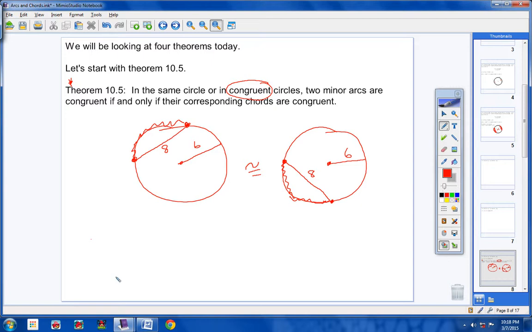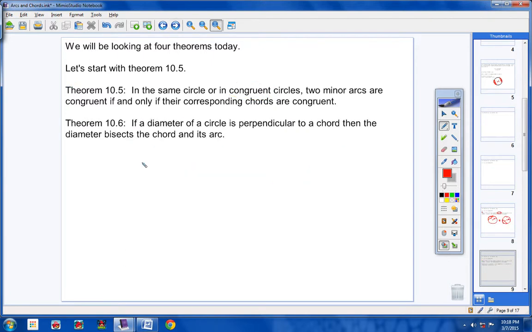Okay? Alright, moving on. Theorem 10.6. Copy this down, please. If a diameter of a circle is perpendicular to any chord at all, then the diameter bisects the chord and its arc.